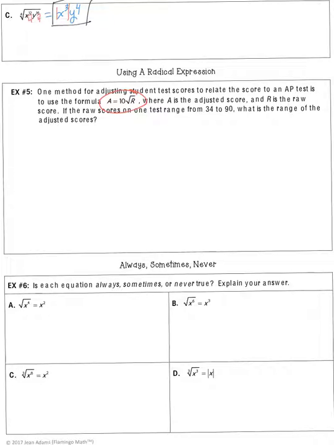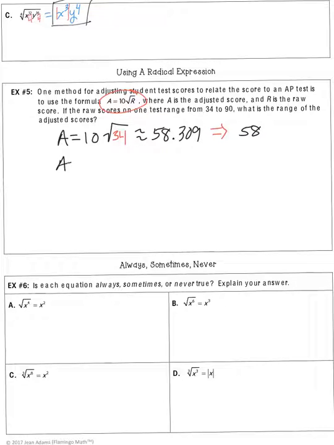So we're going to go ahead and use that formula and plug in the values. We've got 2 different raw scores, so we're going to get 2 different adjusted scores. So I'm going to have A equals 10 times the square root of, the first raw score is 34. You're going to use your calculator and plug in 10 times the square root of 34, which gives you a decimal approximation of about 58.309. We're going to round it to the nearest whole number, so it rounds to 58.